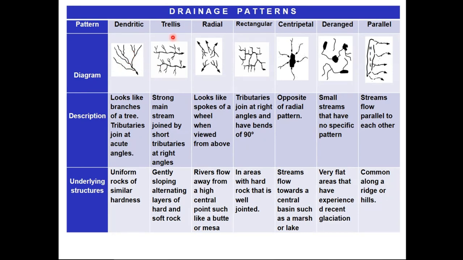And then when we have got a trellis, right? Then we have got the radial, and again, what I said to you, that it could be a mountain there in the middle, or not necessarily a mountain, it can be a mesa, or it can be a butte, or it can be even a conical hill. Right, then rectangular. Rectangular is exactly what it is, at an angle. And obviously, there you can see that I spoke to you about areas where hard rock is well jointed. And that is most likely to be granite or some type of very, very hard rock.